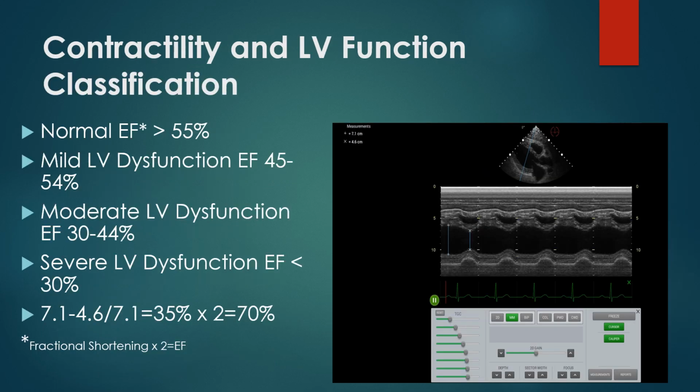Contractility and LV function. Normal EF is about 55%. Mild LV dysfunction is the EF 45 to 54%. Moderate LV dysfunction is 30 to 44%, and severe is less than 30.